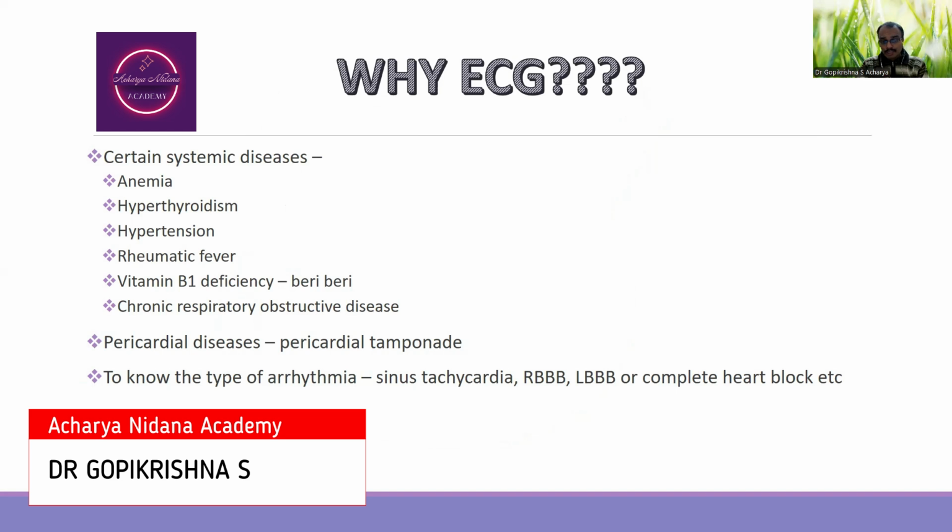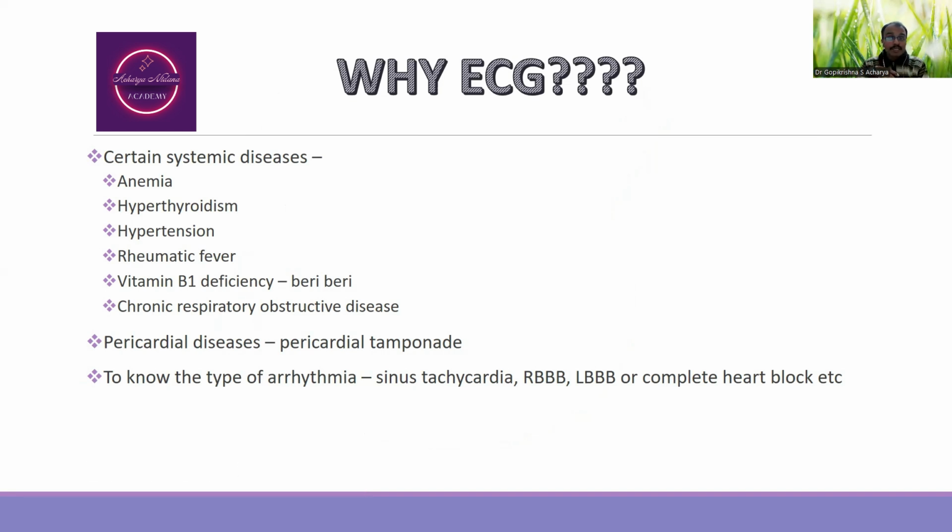And when you think about other systemic diseases, for example, if the person is having anemia, this will be leading to more and more burden to the left ventricle itself. So that means the person may have left ventricular hypertrophy in that particular situation. If the person is having hyperthyroidism, this may be associated with hypertension. That means left ventricular hypertrophy may be present. If the person already has essential hypertension, then left ventricular hypertrophy may be present.